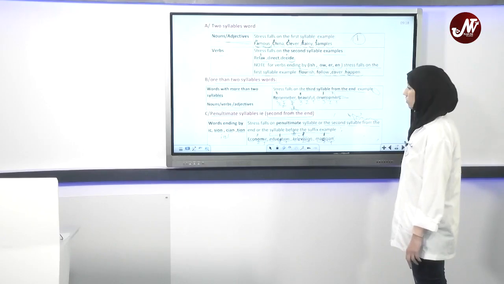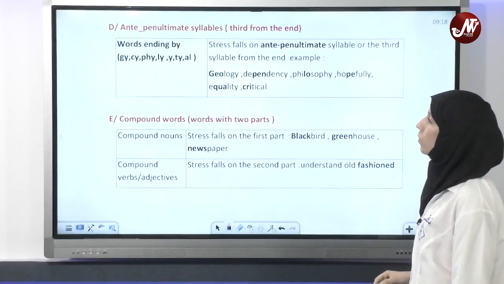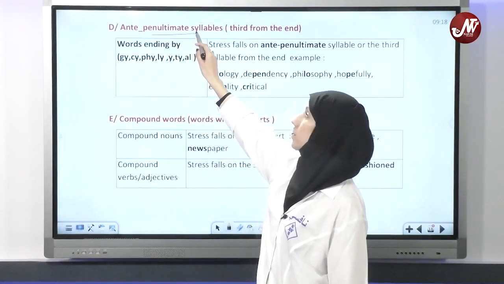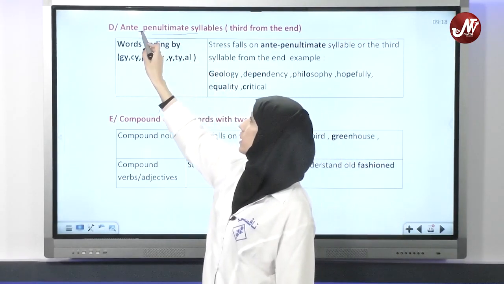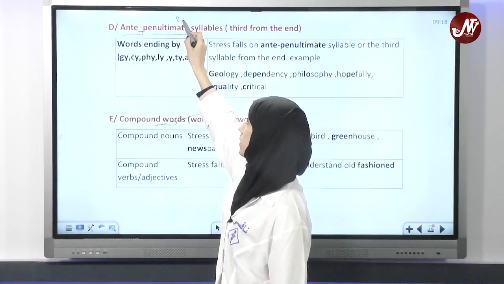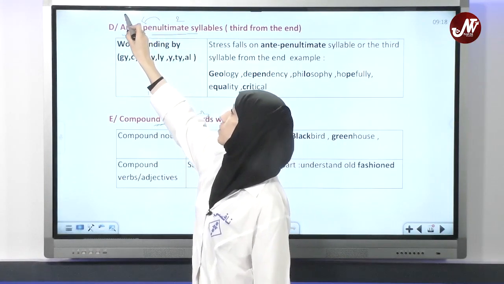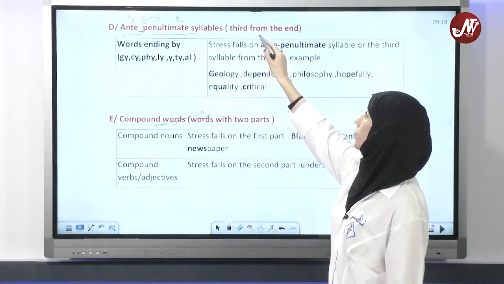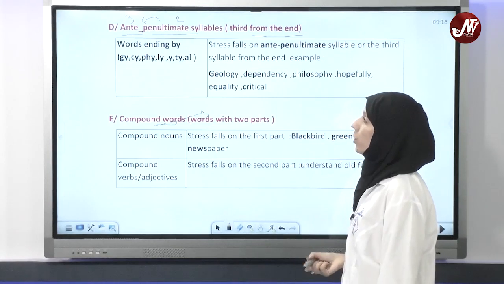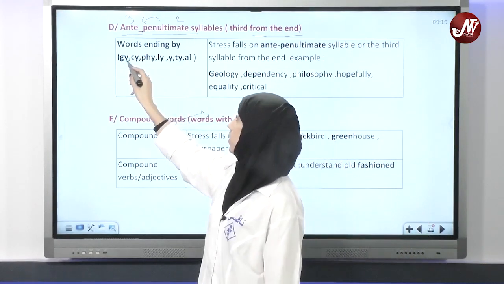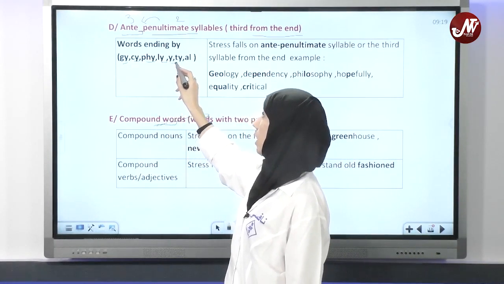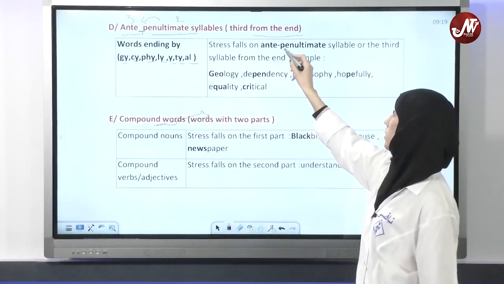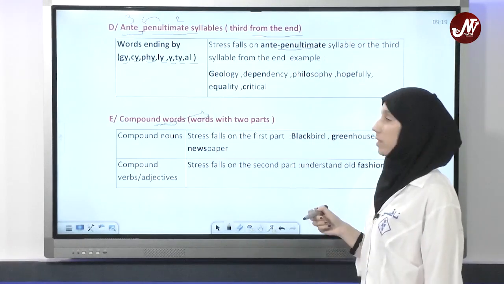We move now to another part, which is anti-penultimate syllable. We have seen that penultimate syllable means the second from the end. So anti means before. If we have it, this is the second. So before it means the third. So anti-penultimate syllable means the third from the end. So words ending by G or C or Phi, Li or Y, T, we stress on the anti-penultimate or the third from the end syllable.